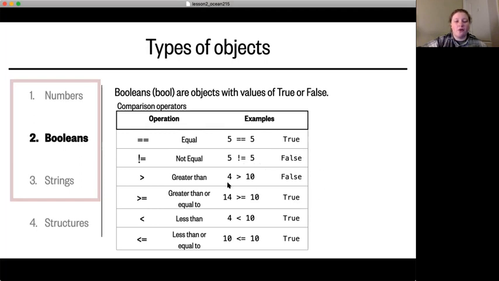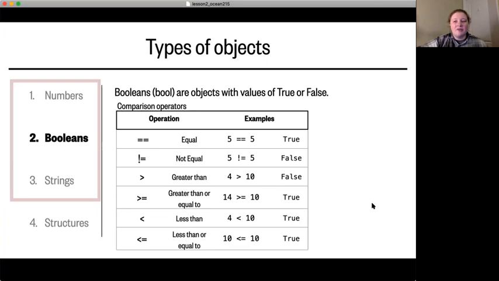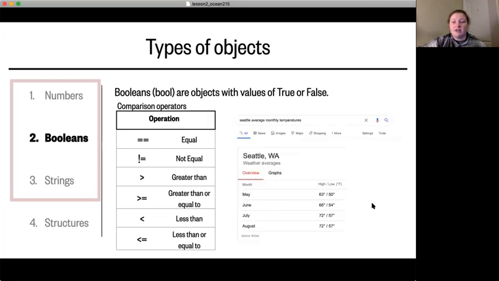Here, we're testing if 4 is greater than 10. Again, False. We test if 14 is greater than or equal to 10, which is True. And here we test that 4 is less than 10, which is True. And here we test that 10 is less than or equal to 10, which is also True because they are equal. An example of when this can be used is for comparing temperatures.